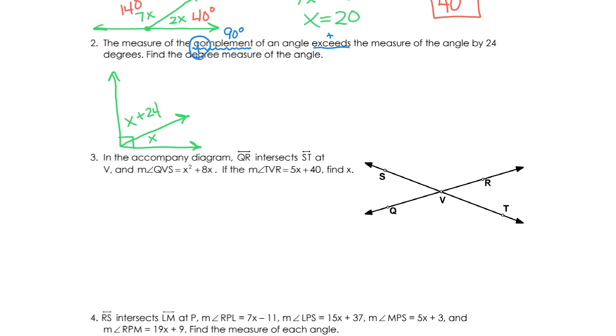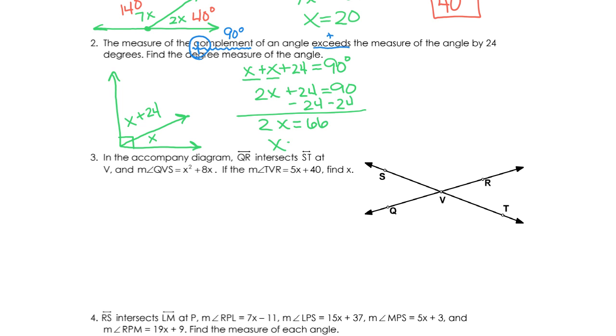Okay, and so we can take our two angles now that we have them, add them together and set it equal to 90 degrees, since that's what complement or complementary means. If we go ahead and combine our like terms, and we subtract 24, we end up with a 2x is equal to 66. And we divide by 2, and x comes out to equal 33.